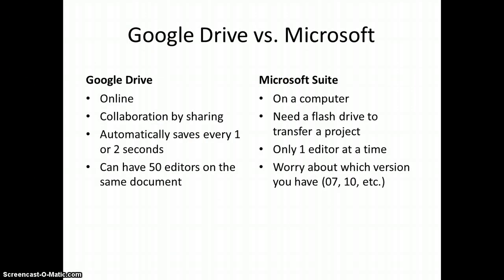Now, if you look at the left-hand side, it does say Google Drive, and Google Drive is the new name it's been given. Google Drive is online. The collaboration by sharing is so easy. And one of the best features, if you are a teacher using this, it automatically saves every 1 or 2 seconds. You cannot have a student say, "It didn't save correctly. I don't know where I saved it. I don't know what's going on." There's no way that it doesn't save. It automatically saves. Another awesome feature of Google Drive, you could have 50 editors on the exact same document at the exact same time, and it's going to automatically save every 1 or 2 seconds.